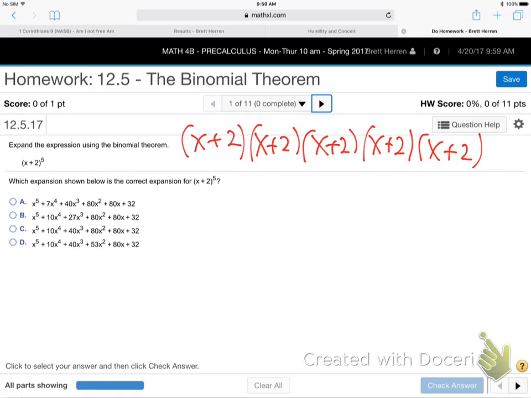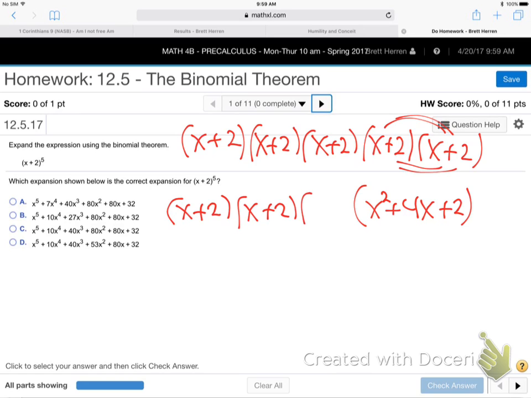So I could start at the back or the front, it doesn't really matter. And I'd get x squared plus 4x plus 2. And then maybe I could just leave these in the front here. It doesn't matter where you start. When you're multiplying five things together, it doesn't matter what order you do it in. Then I could do this one.